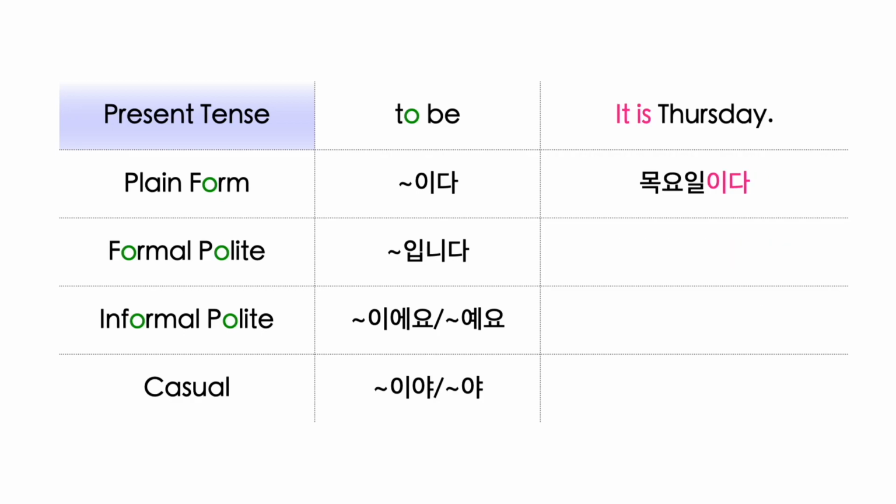Thursday is 목요일. In the plain form, it is 목요일이다. In a formal polite way, 목요일입니다. In the informal polite way, 목요일이에요. In the casual way, it is 목요일이야.